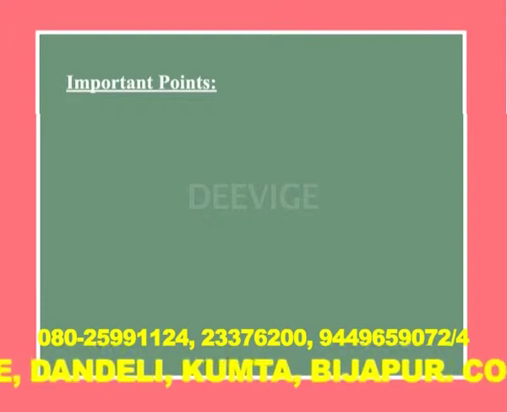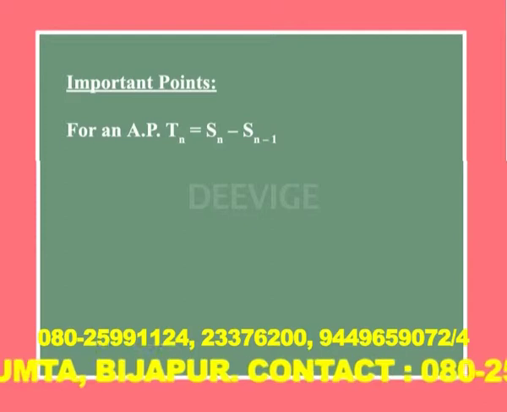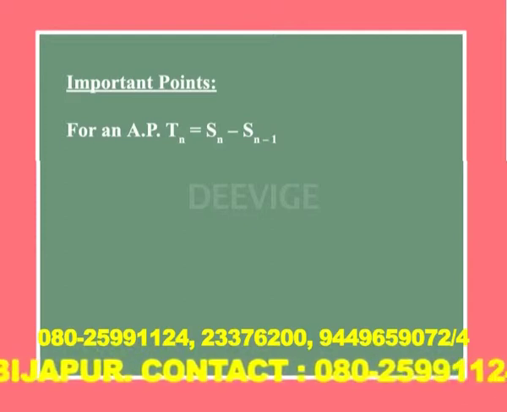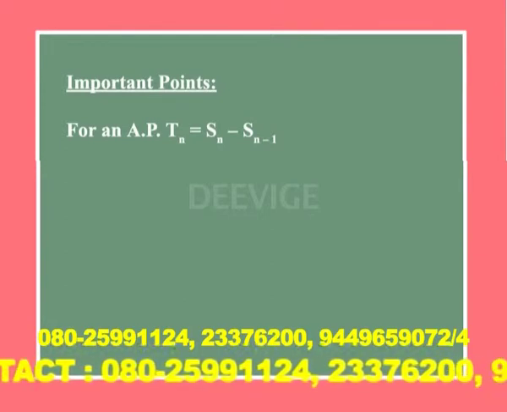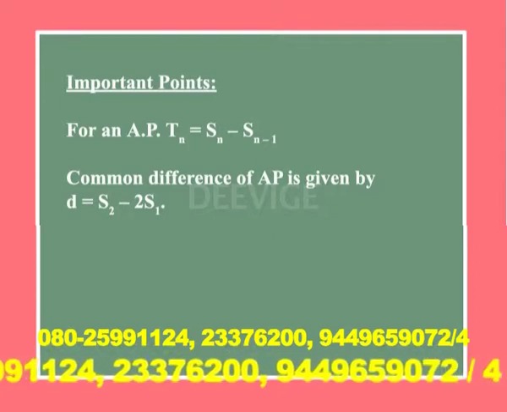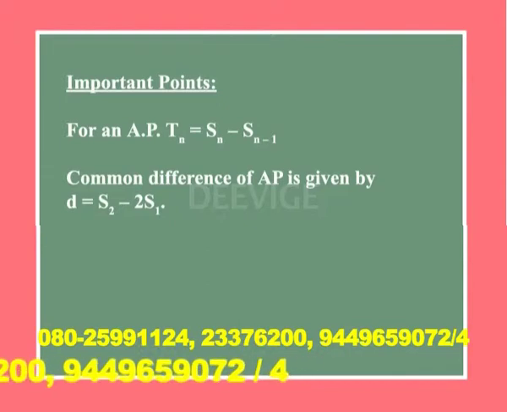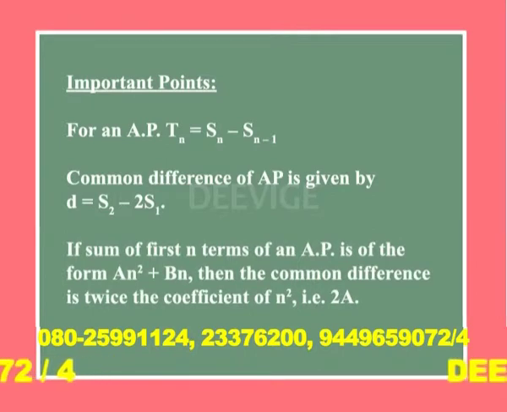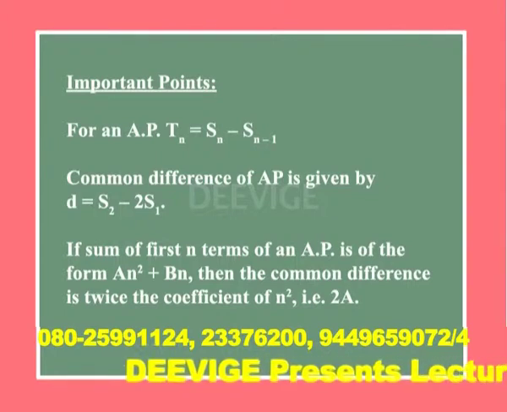A few important notes. For an AP, Tn is always given by Sn minus S(n minus 1). Common difference of an AP is given by d is equal to S2 minus 2S1. If sum of first n terms of an AP is of the form a n square plus b n, then common difference is twice the coefficient of n square, that is 2a.